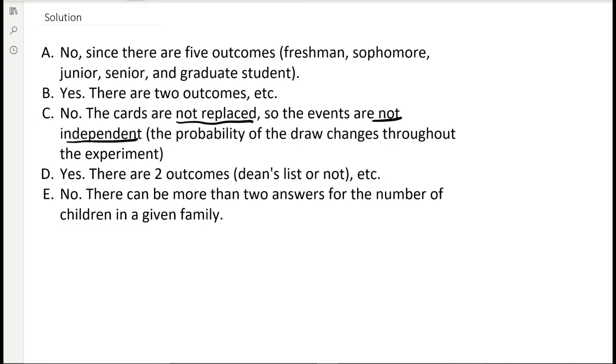Part D, yes, there are 2 outcomes, whether you're on the dean's list or not. And then the last one is not a binomial experiment because there can be more than 2 answers for any given response for the number of children. So you can have a family that says they have no children, in which case that would be a random variable 0, or 1 child, or 2 children, 3, and so on.